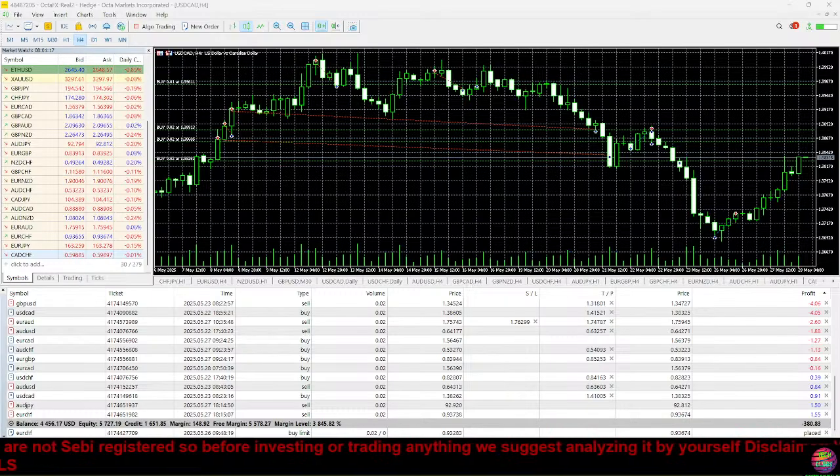And this works for all currency pairs across the market. For example, GBP USD. It's the Great British Pound versus the dollar. So if you buy GBP USD, you are betting that the pound will get stronger than the dollar. And if you are selling GBP USD, you are betting that the dollar will get stronger than the pound.